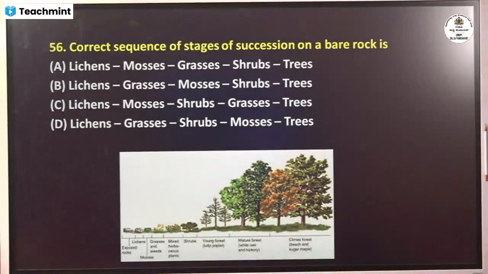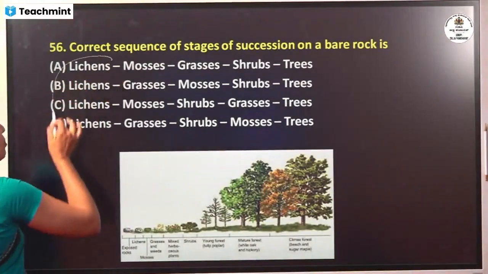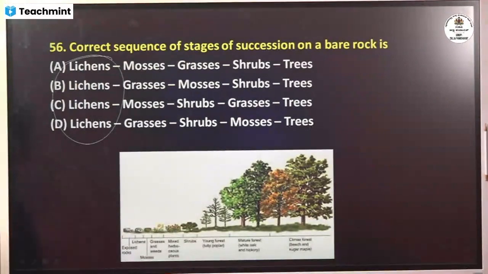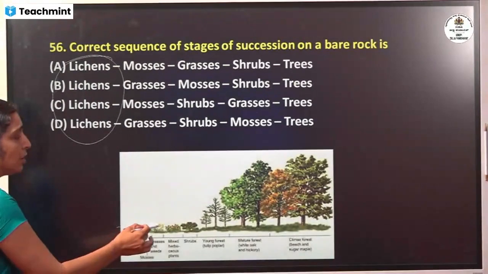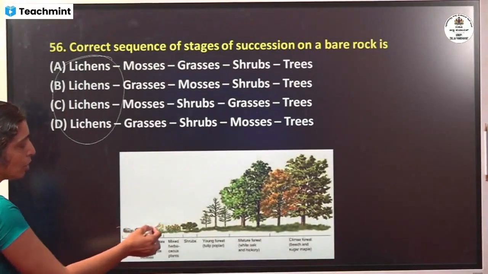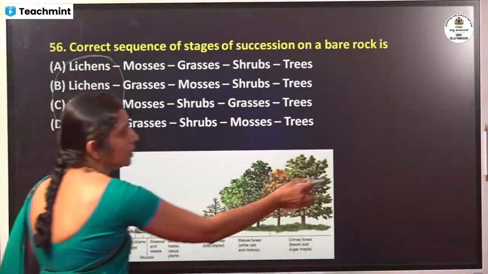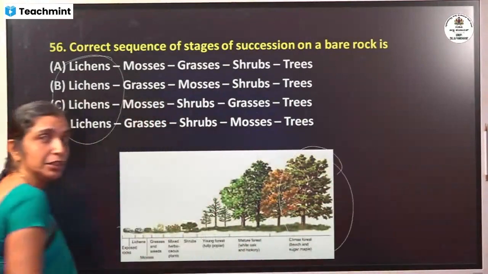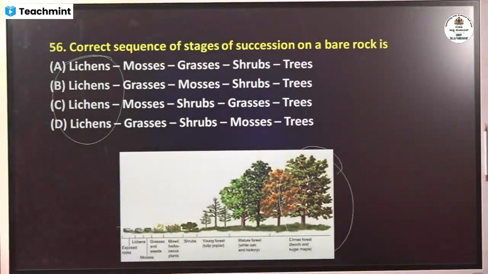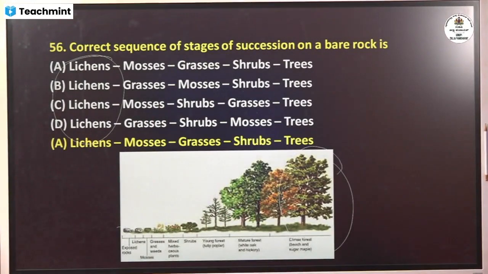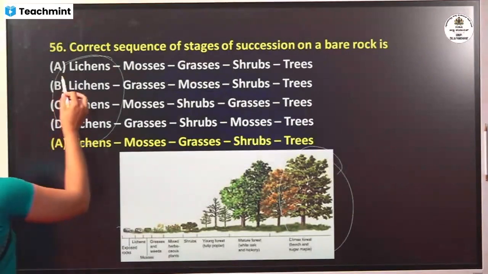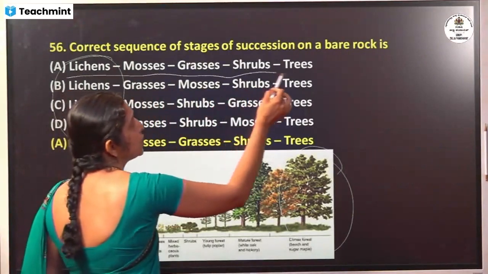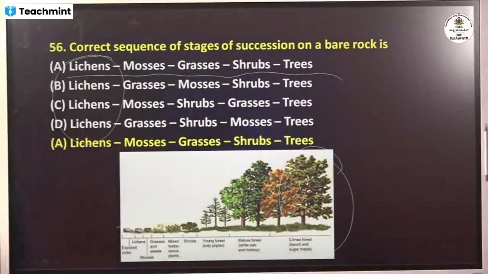So we know that always on a bare rock, the pioneer species is a lichen, isn't it? It begins with the lichens, and ultimately, as a stable community, you will be having the trees. So which is the order of succession over here? It is the lichens, followed by the mosses, then the grasses, the shrubs, and the trees. So the right option over here is A: lichens, mosses, grasses, shrubs, and trees.